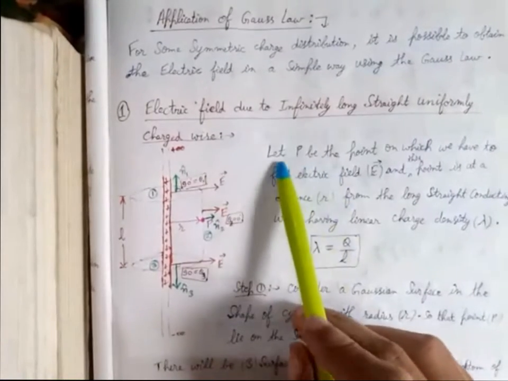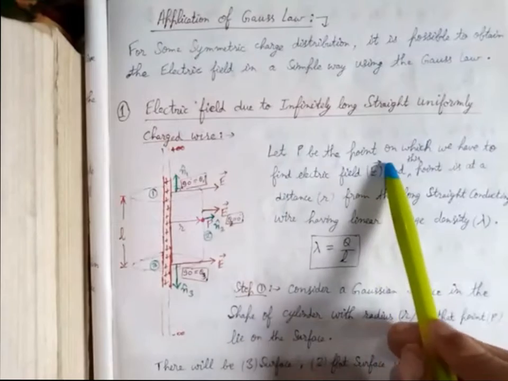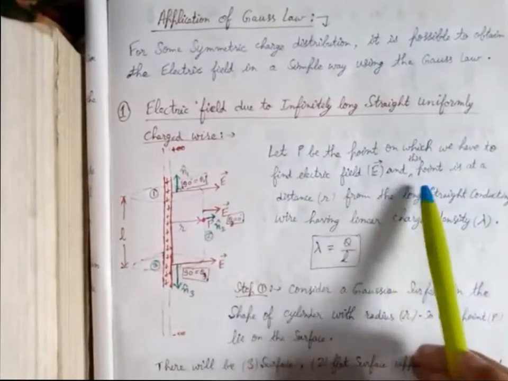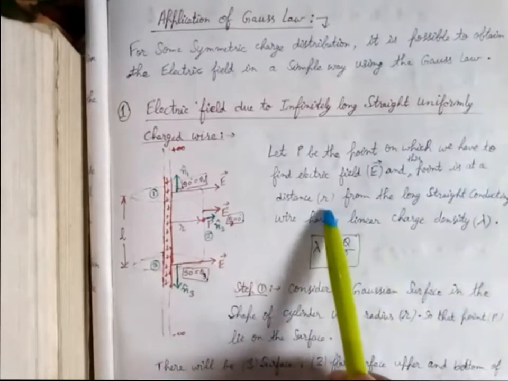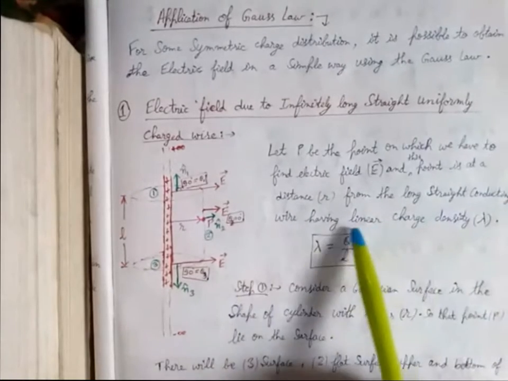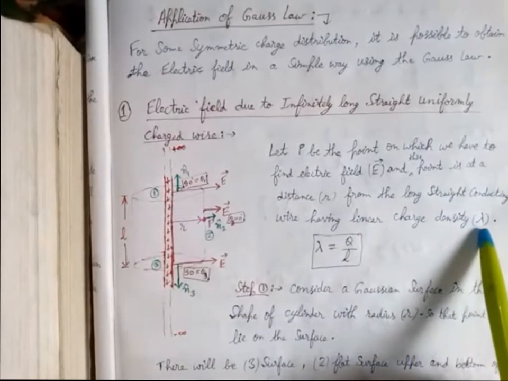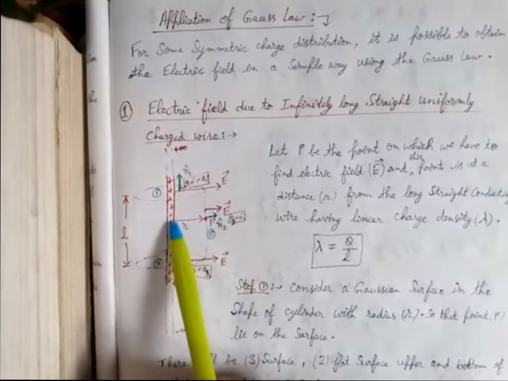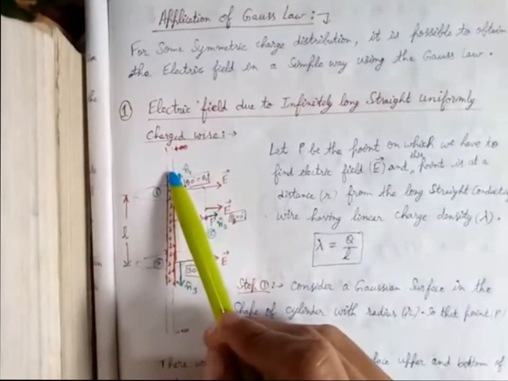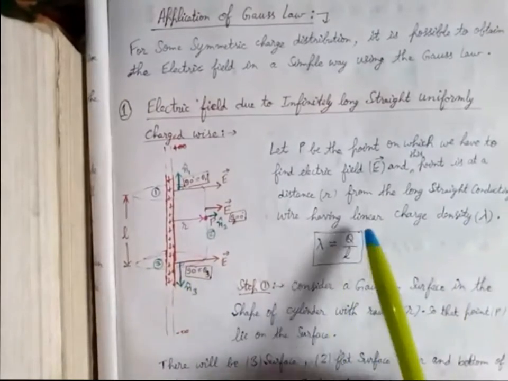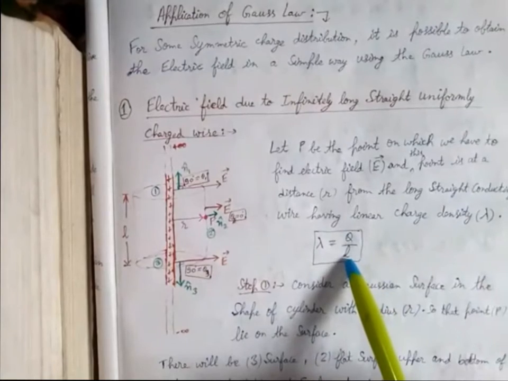So let point P be the point at which we have to find the electric field E, and this point is at a distance r from the long straight conducting wire having linear charge density lambda. It means this point P is at a distance r from the center of the wire, and this complete charge has linear charge density, that is, q charge per unit length.